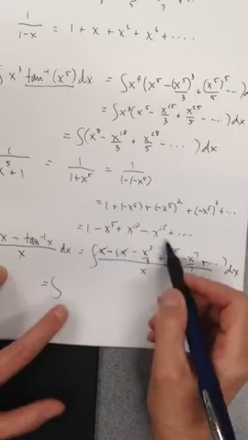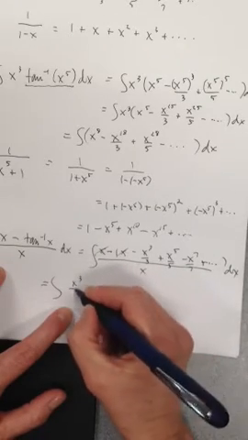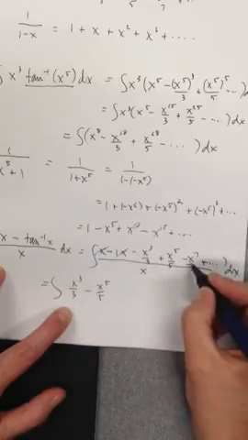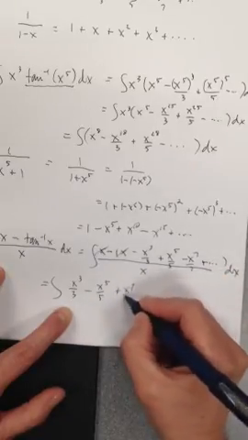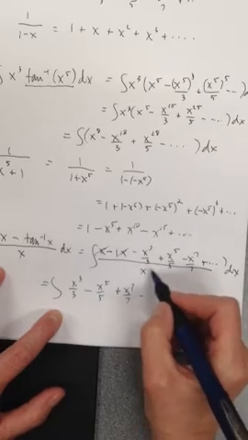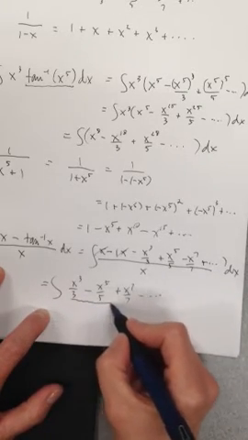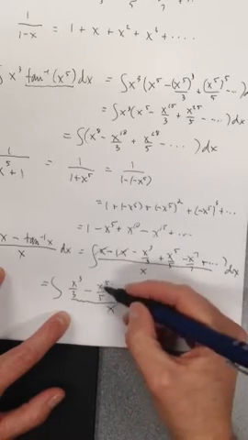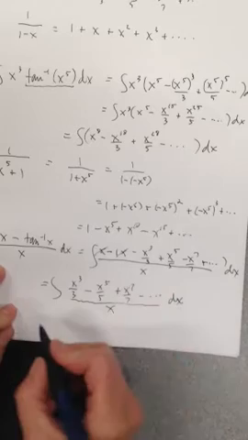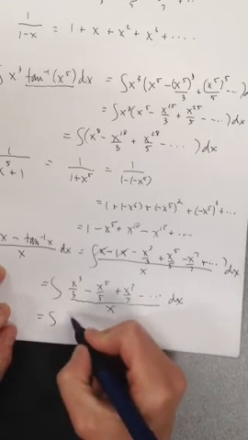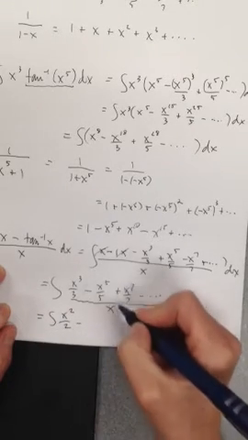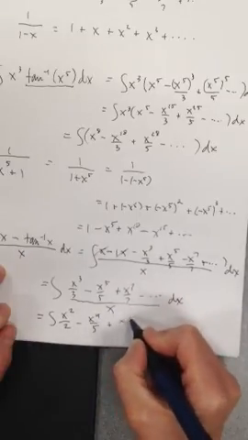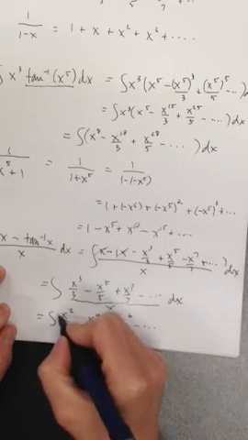So then I have negative x cubed over 3, so that's x cubed over 3, minus x to the fifth over 5, plus x to the 7th over 7, and so on, and all of that is divided by x. And so then I'm just going to take each term here and divide it by x. So that would equal the integral of x squared over 2 minus x to the 4th over 5 plus x to the 6th over 7 and so on.